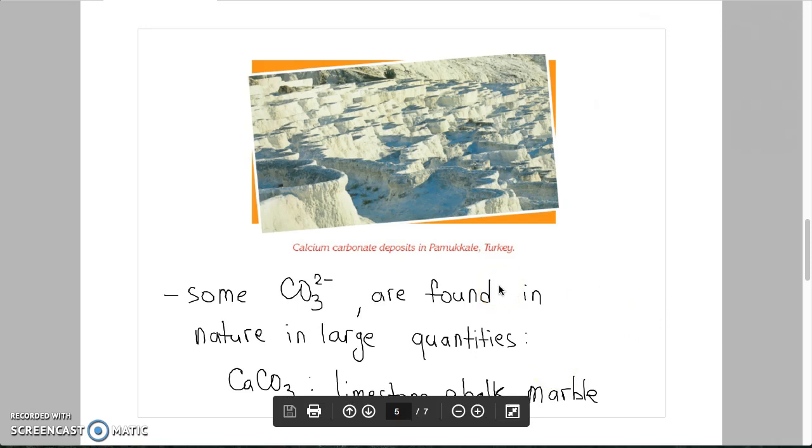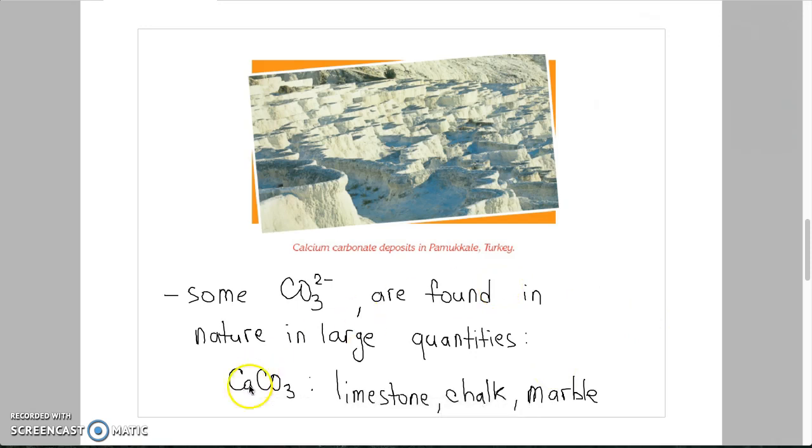Some carbonates such as limestone or calcium carbonate, also known as chalk or marble, are found in nature in large quantities. For example, you can see a picture of calcium carbonate deposits in Pamukkale in Turkey.